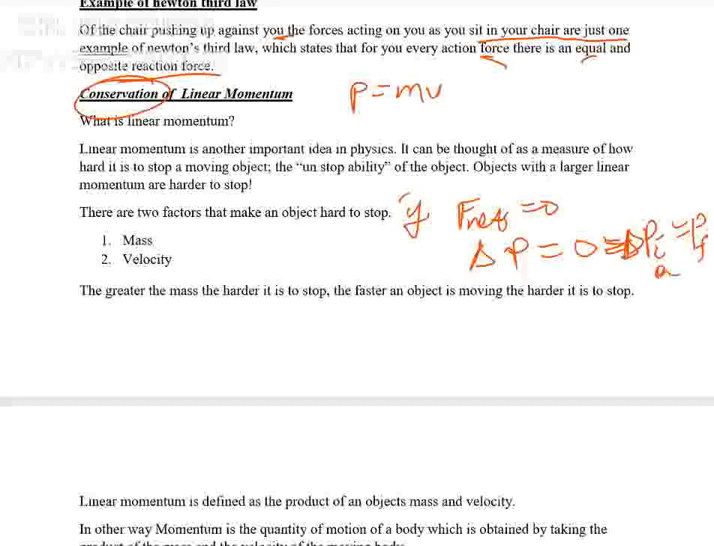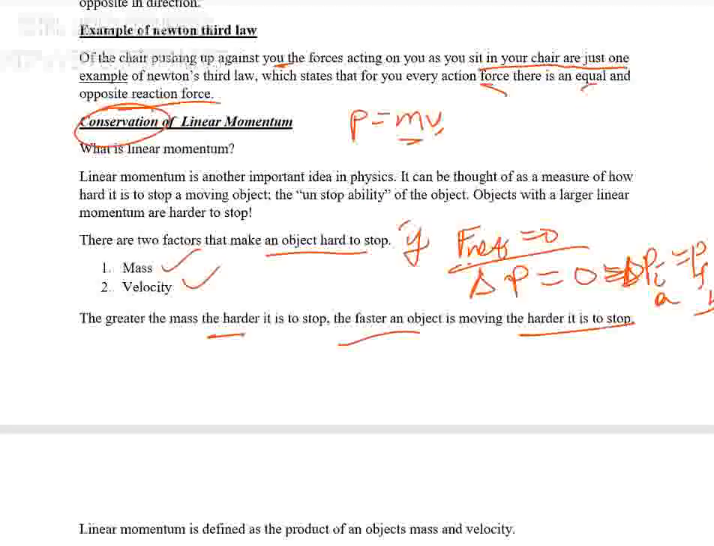Or momentum after and before is what? Equivalent. In the absence of external force. That means momentum before collision and momentum after collision is what? Similar. And this one is the conservation of linear momentum. Therefore, linear momentum is conserved in the absence of external force. And as you see, momentum is dependent on two factors, that is mass and velocity. There are two factors that make an object harder to stop, that is mass and velocity. Therefore, the greater the mass, the harder to stop, and the faster the object, the harder to stop. Momentum measures how hard it is to stop an object.